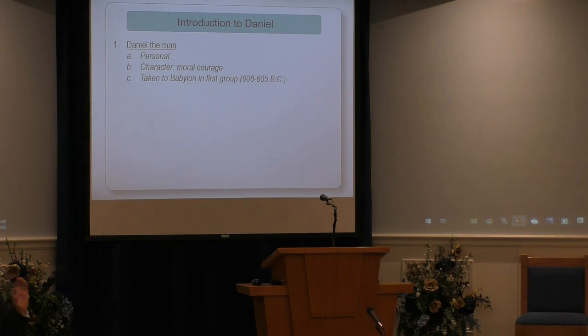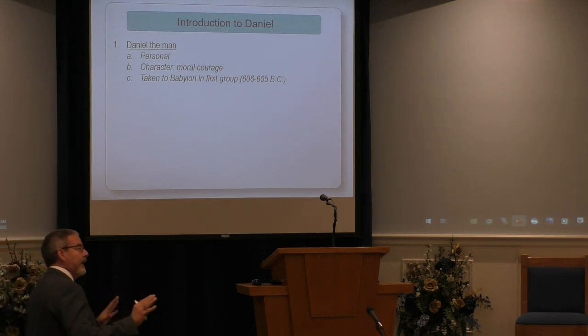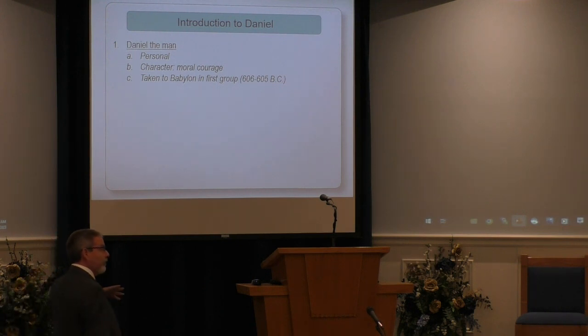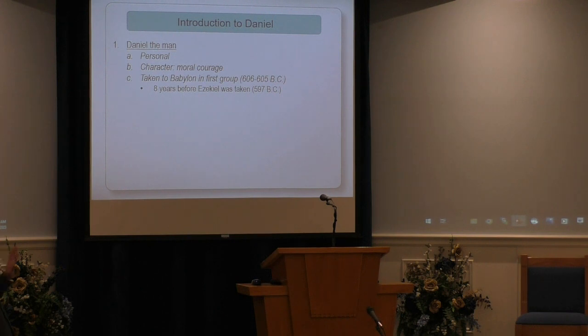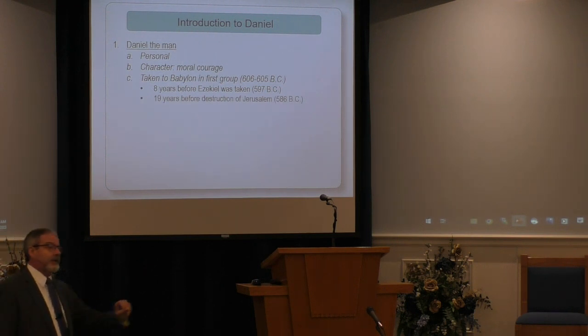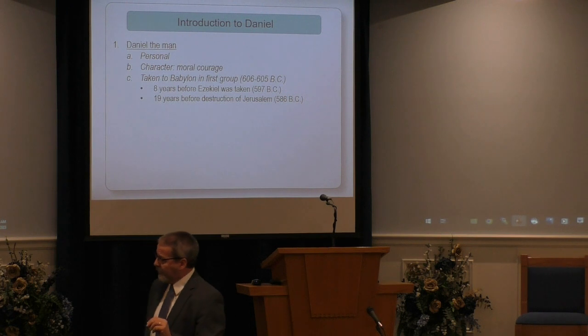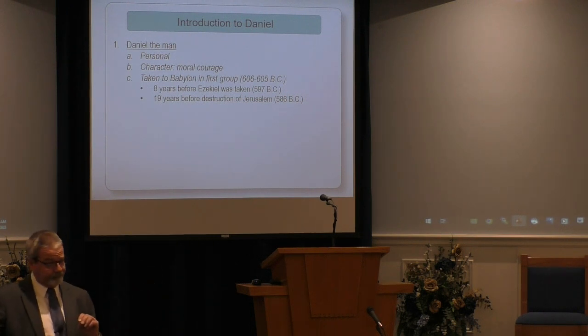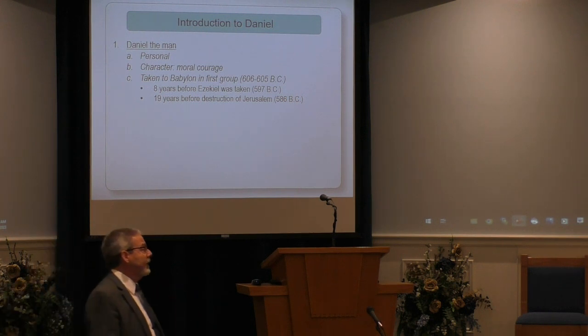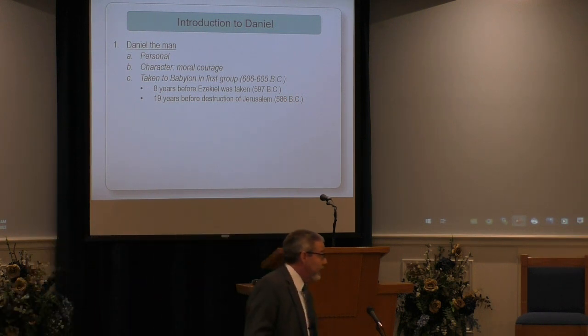Daniel was taken in the first group. You remember when they went into Babylonian captivity, they went in groups. And the first group in 606 or 605 BC, he went. That was 8 years before Ezekiel was taken in 597 in the second group, and 19 years before the destruction and the fall of Jerusalem in 586. So where we've been on Wednesday nights in the book of Jeremiah and Lamentations, we've been at that third invasion. And so we're backing up 19 to 20 years now in history to look at Daniel.